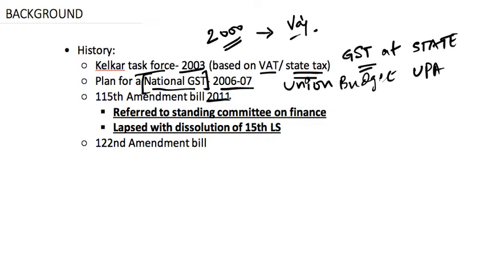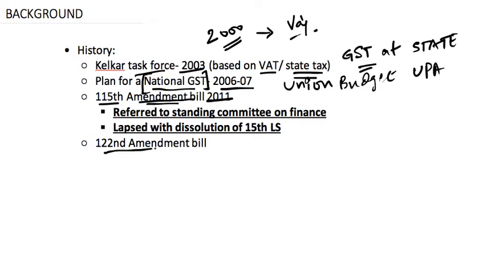In 2011, the first amendment bill of GST was put in the Parliament and then referred to the Standing Committee on Finance. This amendment bill lapsed with the dissolution of the 15th Lok Sabha. Why is this an amendment bill? It amends the Constitution, which puts certain rights of taxation on the state governments and certain rights on the central government. This bill on GST tends to amend those lists of rights and liabilities.